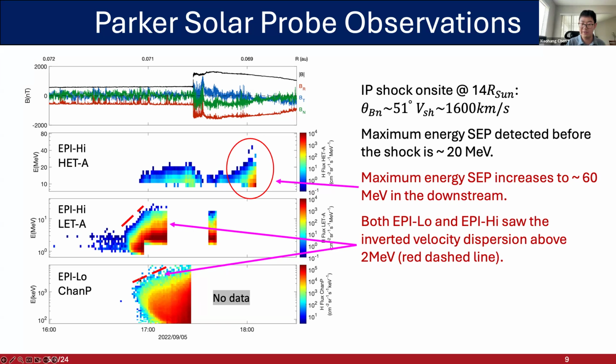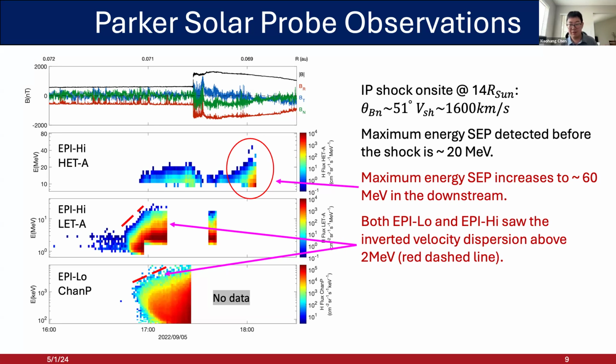What's interesting here is that we see what we call inverse velocity dispersion. In a regular SEP event, we always see the high energy particles arrive first, followed gradually by the low energy particles, because the high energy particles move faster and take a shorter time to propagate from the shock to the observer. But for this event, the first arriving particles are at about MeV energies, and then the high energy particles arrive even later than the lower energy particles, which is very abnormal.